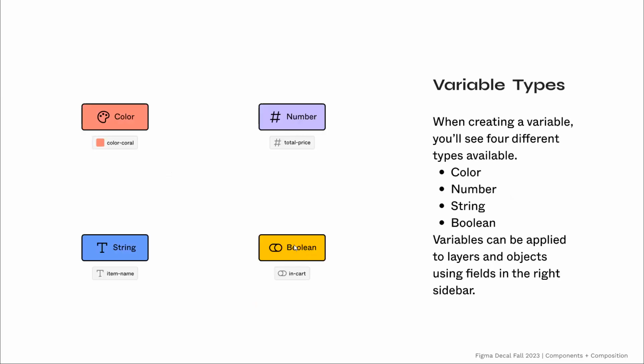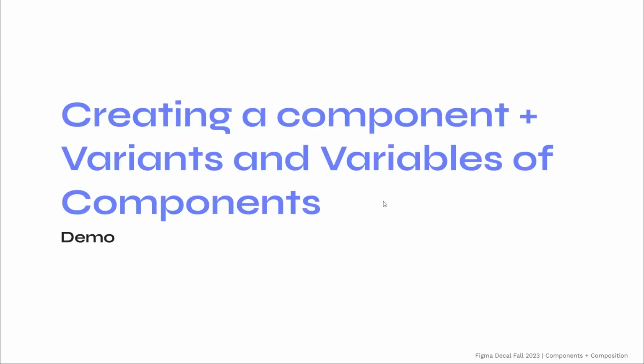There are four main variable types. So when you create a variable, you'll see that there are four options. They are going to be color, which controls the fill or stroke; number, which relates to any unit measurement, such as corner radius, spacing, etc.; third one is going to be string, which is going to control your text; and Boolean, which is going to toggle visibility. So variables can be applied to layers and objects using fields in the right sidebar.